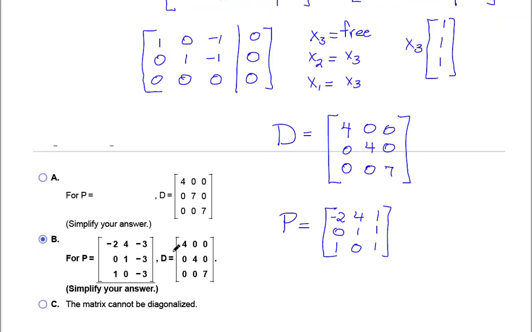Now you might say, well, why did they get minus 3, minus 3, minus 3? It's exactly the same. They just took this column and multiplied everything by minus 3. Why? I don't know. You could have had 2, 2, 2 if you wanted, just as long as they're all the same. And so that concludes this particular section on diagonalizing our matrix.